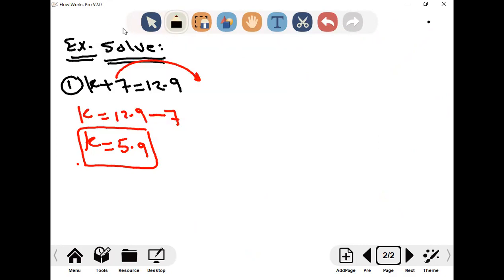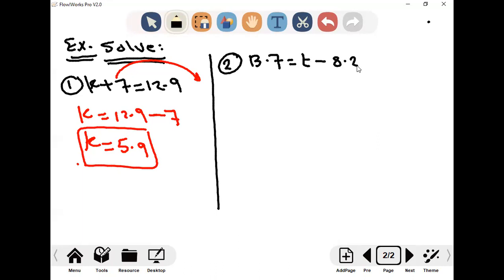But now let's take another example. For example, 13.7 equals t minus 8.2. 13.7 equals t minus 8.2. Here our variable is t.